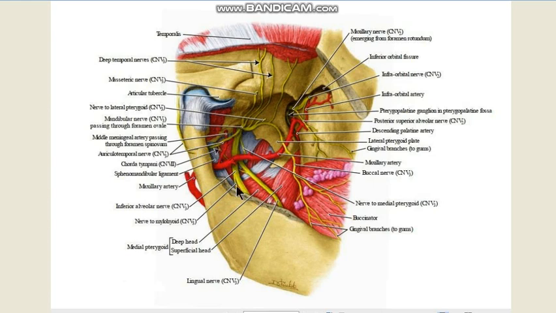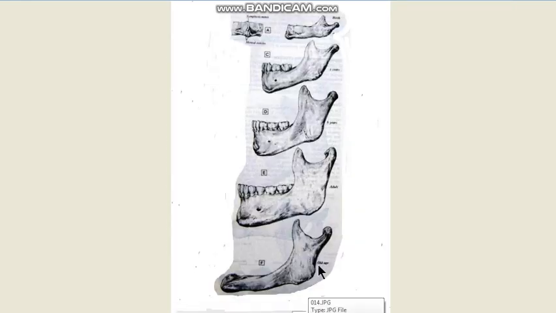So auriculotemporal nerve, again you can see the inferior alveolar nerve from the mandibular nerve going into the mandibular canal, and you can see the lingual nerve going almost to touch the inside of the third molar tooth. Now these are the 8 changes of the mandible, which along with the ossification we will discuss in a subsequent video.